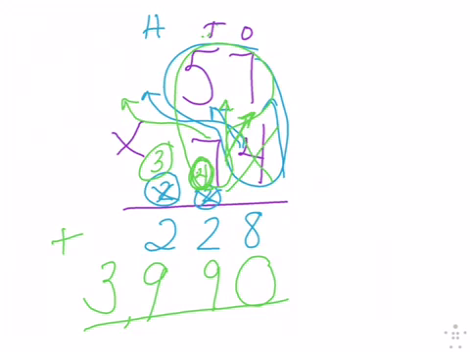Add them up. 8 plus 0 is 8. 9 plus 2 is 11. Oh, that one doesn't look very good. 9 plus 2 is 11, plus 1 is 12. And 3 plus 1 is 4. So my answer should be 4,218.